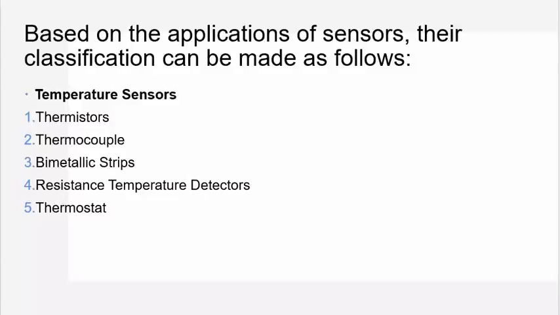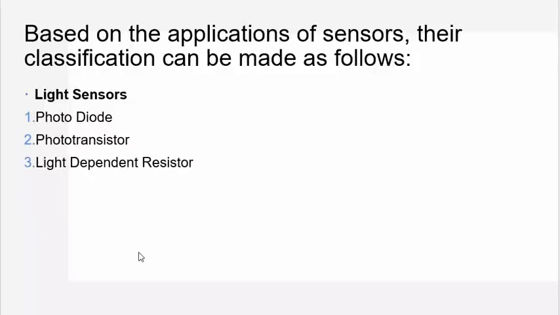Okay. Another example of an application is what we call the light sensor. In light sensors, we are dealing with examples such as photodiode, phototransistor, and light-dependent resistor. So basically, these are sensors that act depending on the lightness and the darkness of the environment.